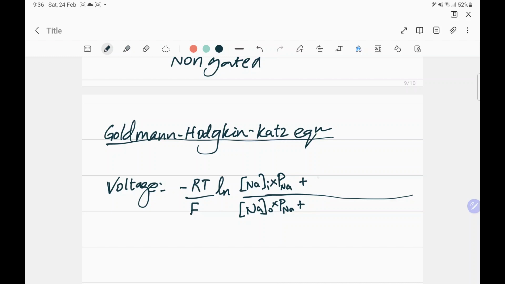So sodium concentration and potassium concentration, potassium being a cation, so potassium in by potassium out times permeability of the membrane to potassium is taken into account. There is one more ion we just add in this equation, which is that of chloride. Chloride, because it's an anion, it will be chloride outside by chloride inside times permeability of the membrane to chloride. And this is your Goldman-Hodgkin-Katz equation.